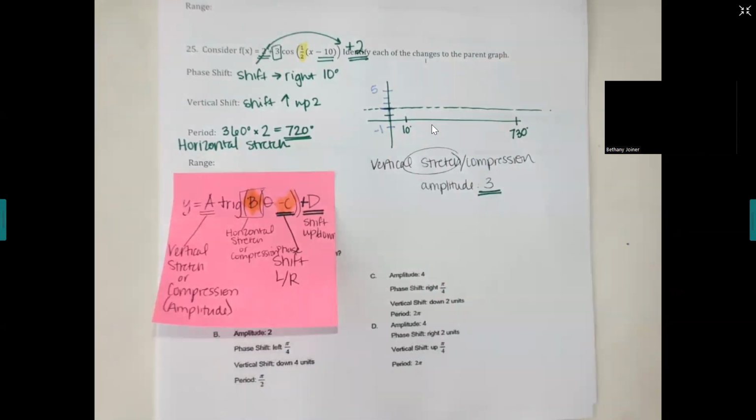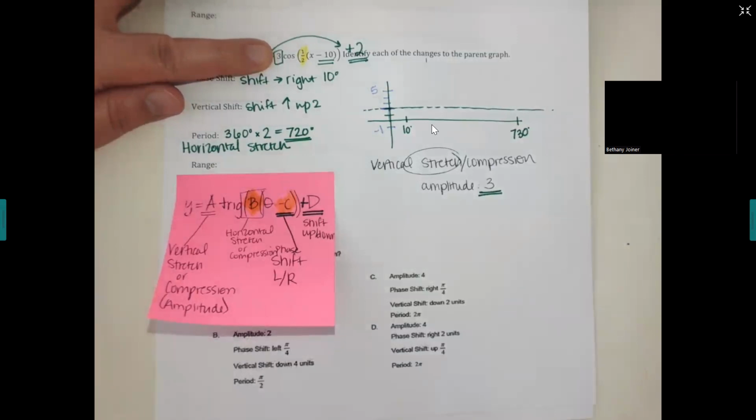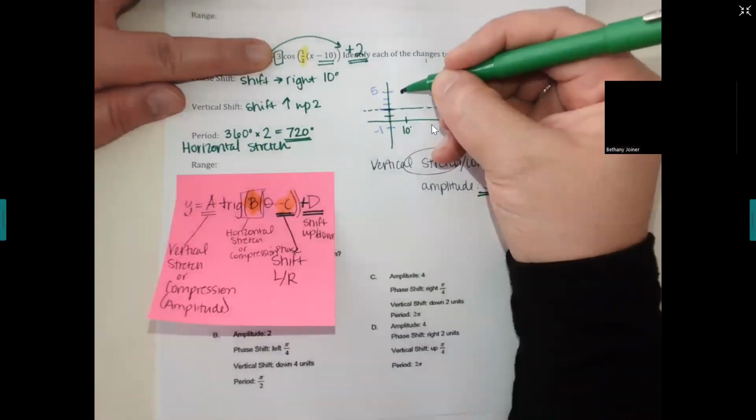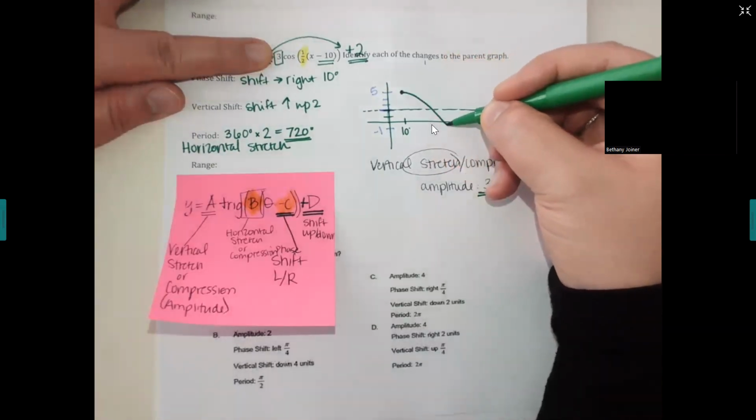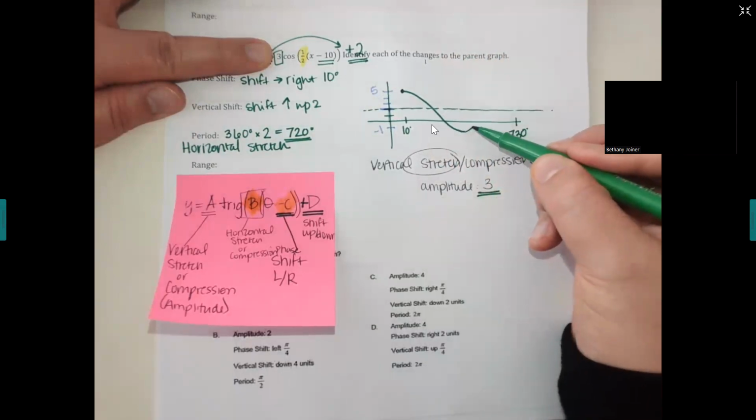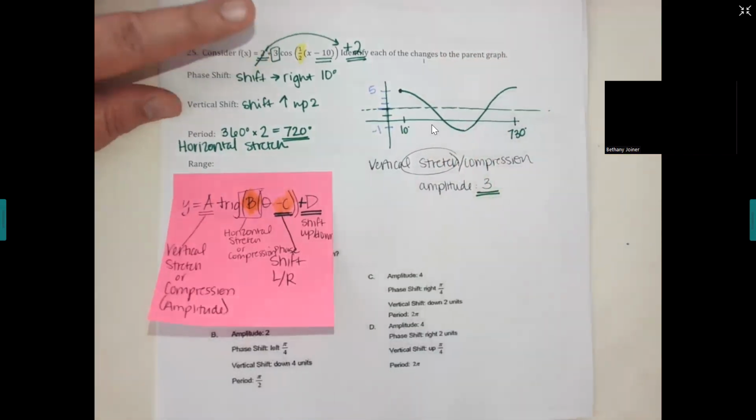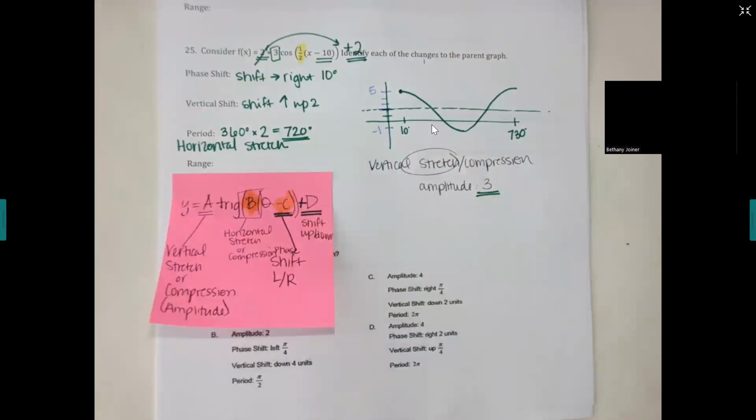Okay. Then you should have learned the sine and cosine shapes. The cosine graph starts at the top of the wave, and then it's going to go down and then back up. Versus your sine graph is going to start at the center and go up the wave, down the wave, and then back to center.